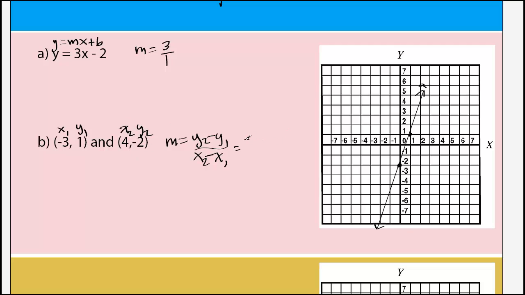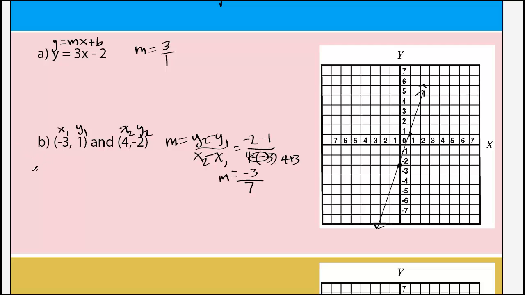So I go negative 2 minus 1 over 4 minus a negative 3. Don't skip this step because oftentimes you miss this here. So negative 2 minus 1 is a negative 3 over 4 minus a negative 3. This is the same as saying 4 plus 3, which is 7. So my slope is negative 3/7.